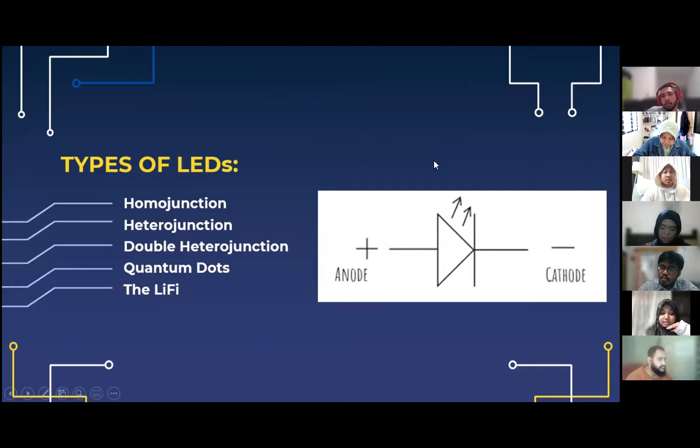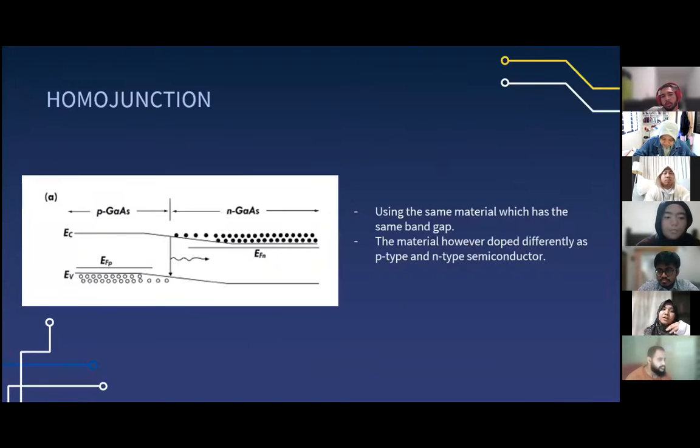Okay, next is the types of LED. So we have several types of LEDs, and I picked five of them: homojunction, heterojunction, double heterojunction, quantum dots, and Li-Fi. Okay, so for homojunction, it uses the same material, which has the same band gap. And the material, however, is doped differently as p-type and n-type semiconductor. So it has two different materials.